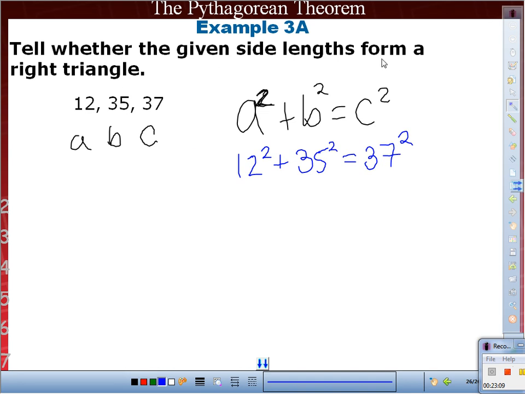Tell whether the given side lengths form a right triangle. Think about it. What would I get at the end to let me know that these are part of a right triangle? Talk it over to your neighbors. What do we need to get at the end? Let's say equal.